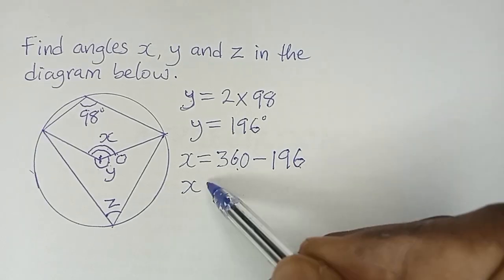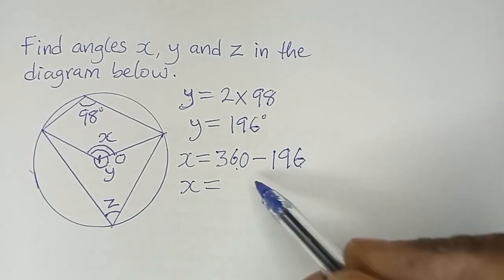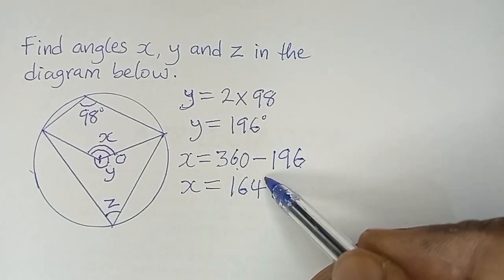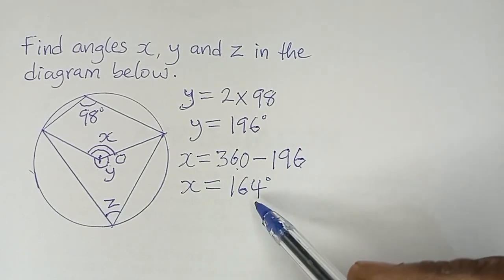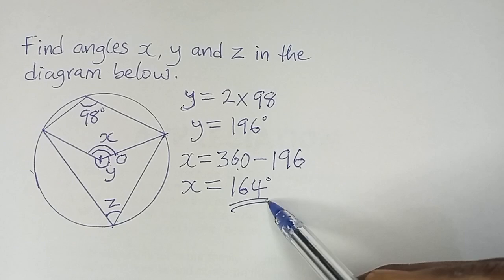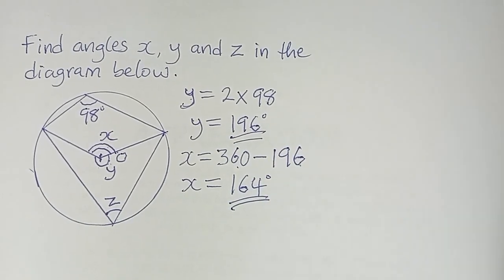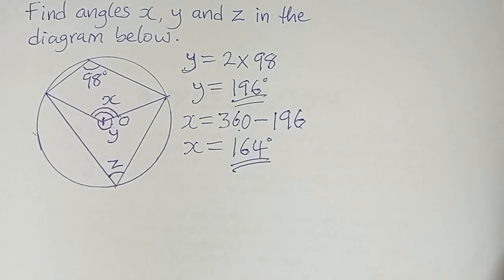And from there, we'll have x is equal to 360 minus 196 is 164 degrees. So the value of x is 164 degrees. Then finally, we need to find the value of angle z.